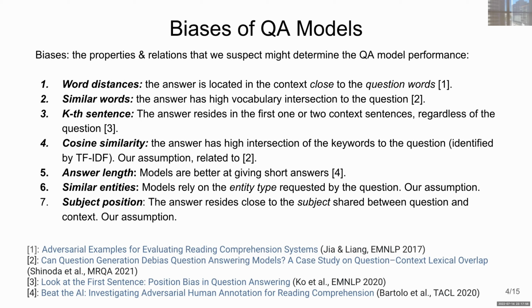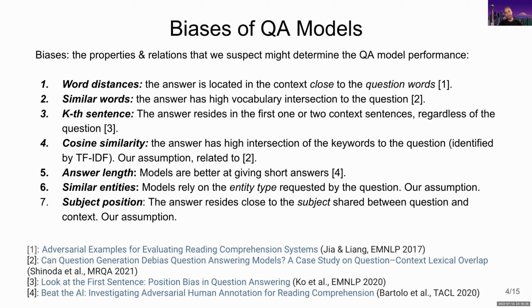So here's a list of 7 potential model biases that we evaluate for having a significant impact on the prediction quality. In addition to the 4 biases that were previously already analyzed in the literature, we evaluate 3 novel kinds of biases that we assume from the error analysis of the model trained on SQuAD. These are dubbed cosine similarity, similar entities, and subject positions.